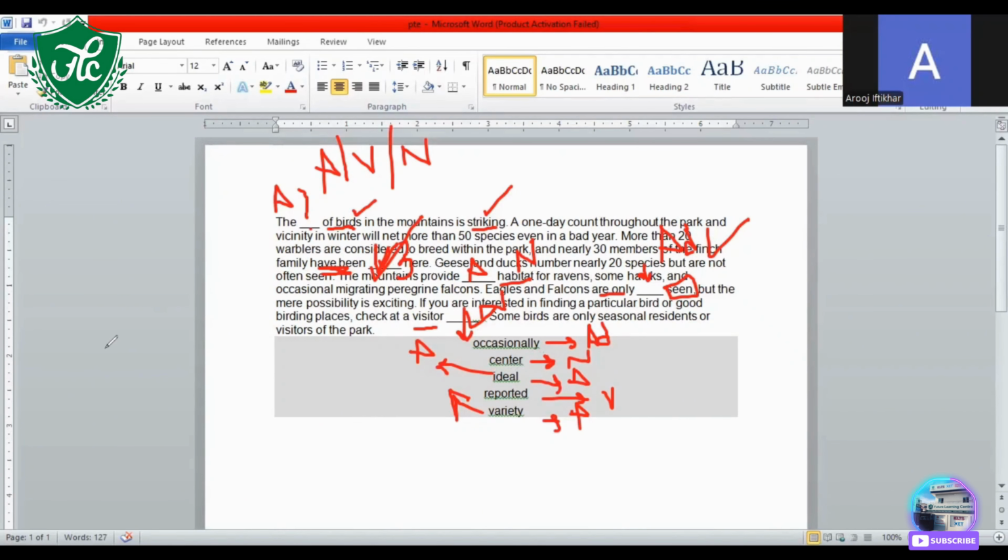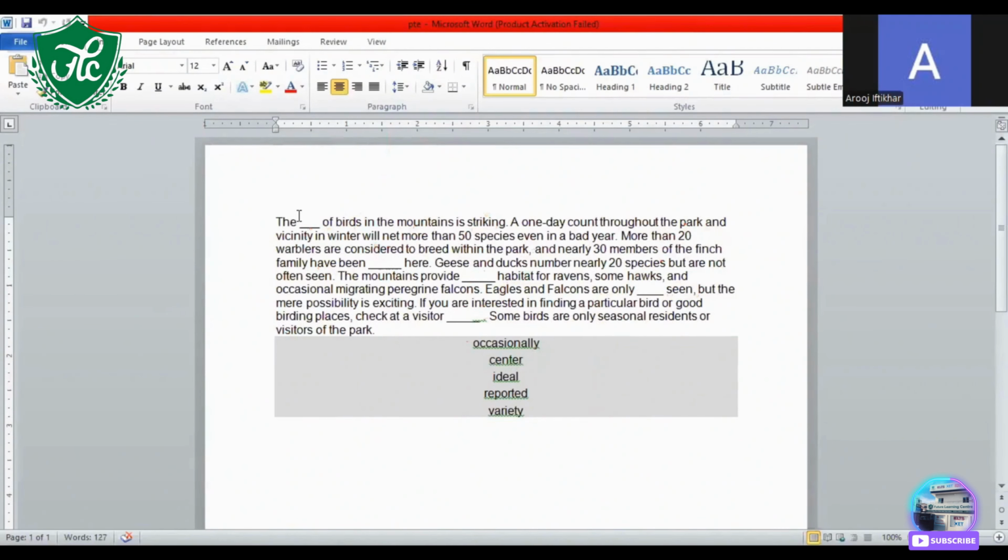So what would be our answers? I'm just going to clear these off and number the answers over here. Our first answer is variety. Our second answer is reported. Our third answer is ideal. Our fourth answer is center. And our fifth answer is occasionally.